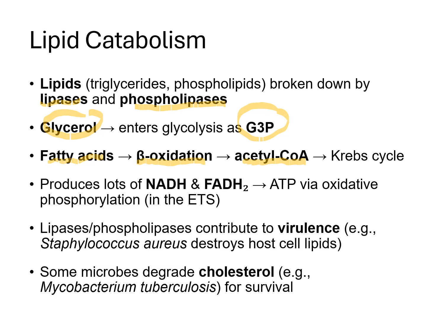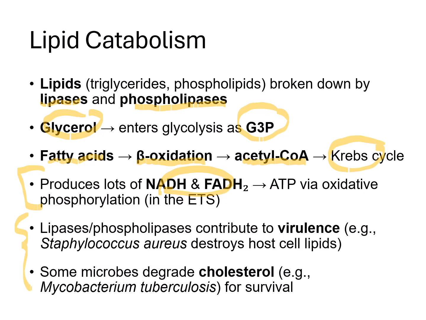The acetyl-CoA molecules feed into the Krebs cycle. This overall process, or these two processes, will generate large amounts of NADH and FADH2, and these molecules will fuel ATP synthesis through oxidative phosphorylation.